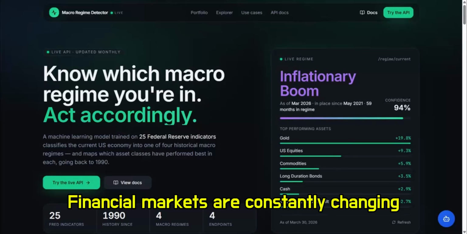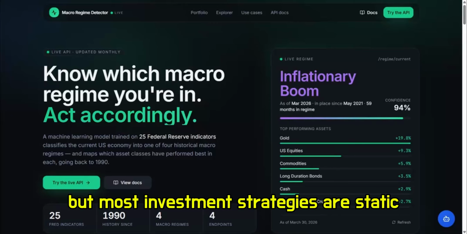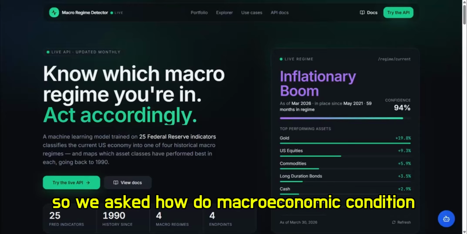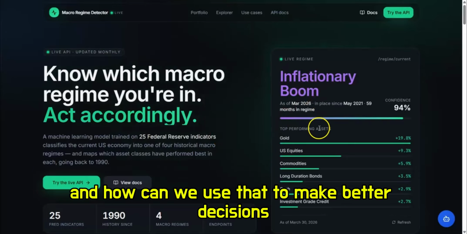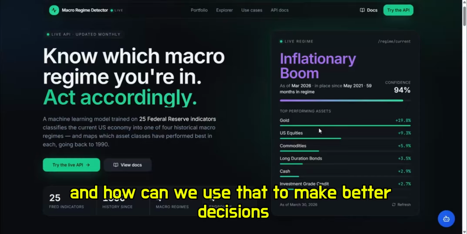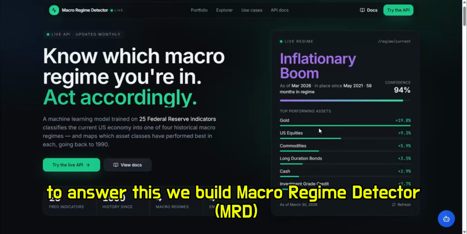Financial markets are constantly changing, but most investment strategies are static. So we asked, how do macroeconomic conditions impact asset performance, and how can we use that to make better decisions? To answer this, we built Macro Regime Detector (MRD).